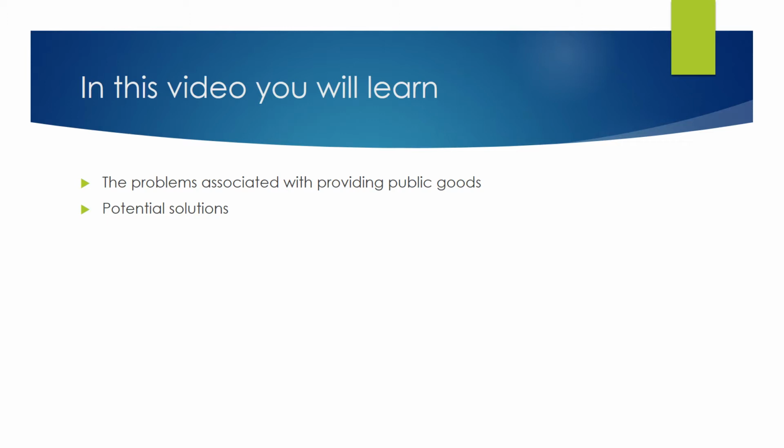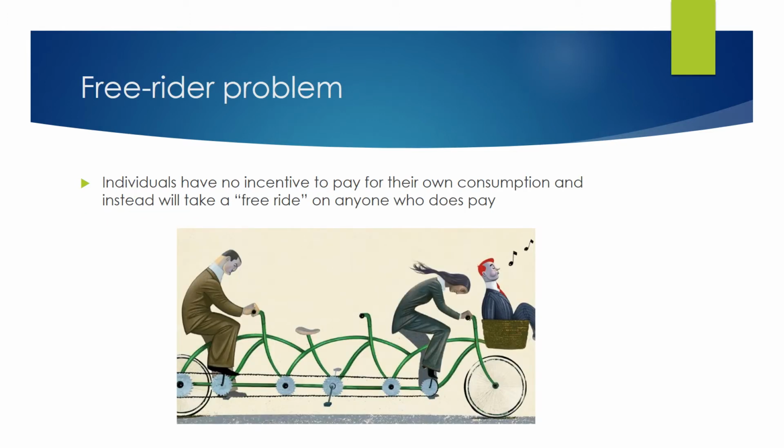So we're going to look at the problems associated with providing public goods, kind of touched on in the previous video, as well as, this time, some potential solutions. The major problem, and now I have a vocab term for it, is something known as the free rider problem. This is where individuals have no incentive to pay for their own consumption and instead will take a free ride on anyone who does pay.